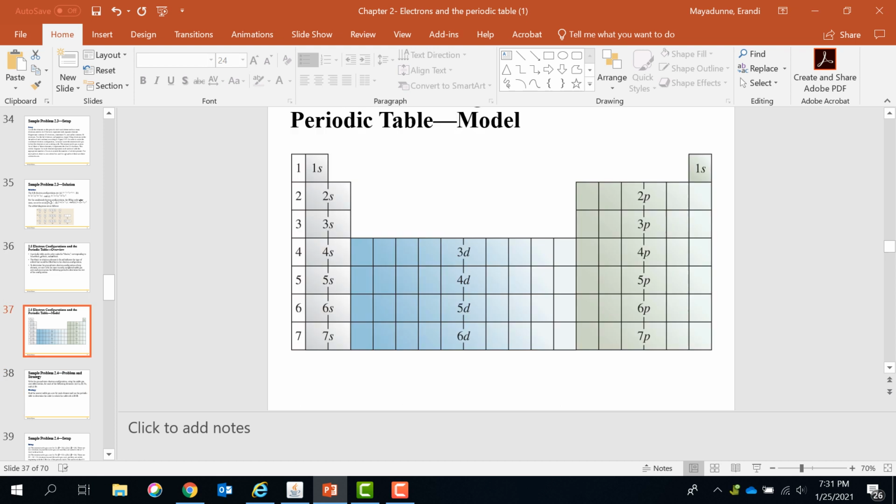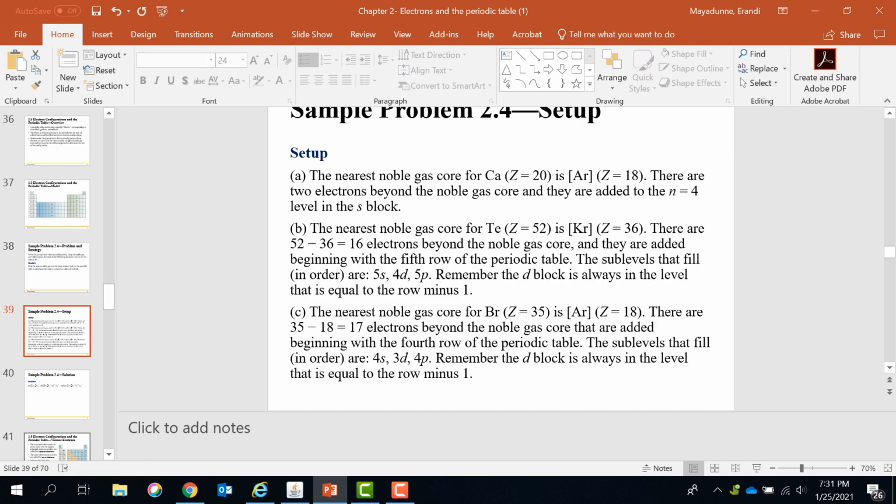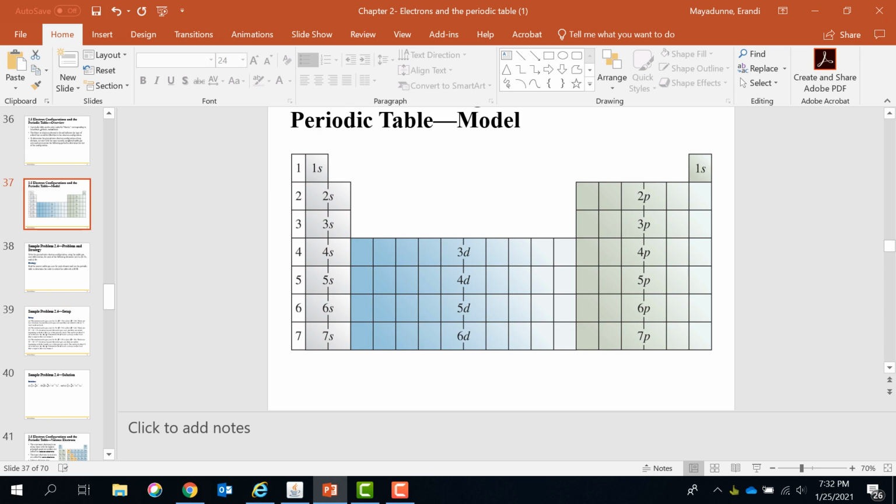Let's look at calcium. First you look at where calcium is in the periodic table. The nearest previous noble gas for calcium, which is 20, is argon, 18. So you look at the closest previous. And you know calcium is in the S block. How do you know? Because calcium is here, up to this level. So calcium is in the S block.